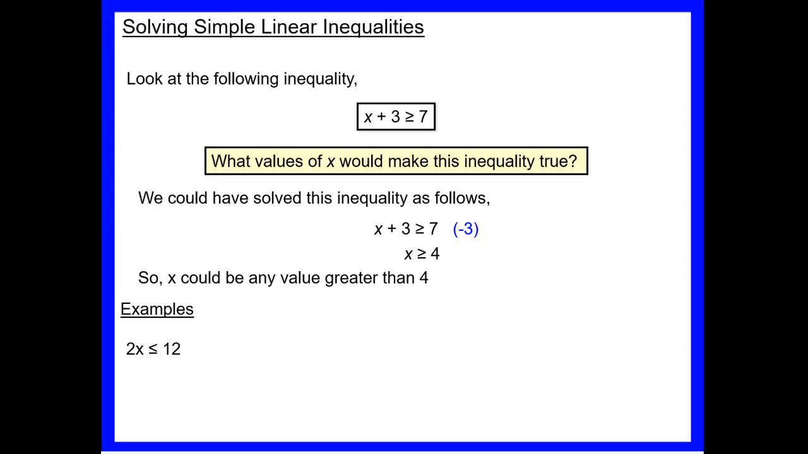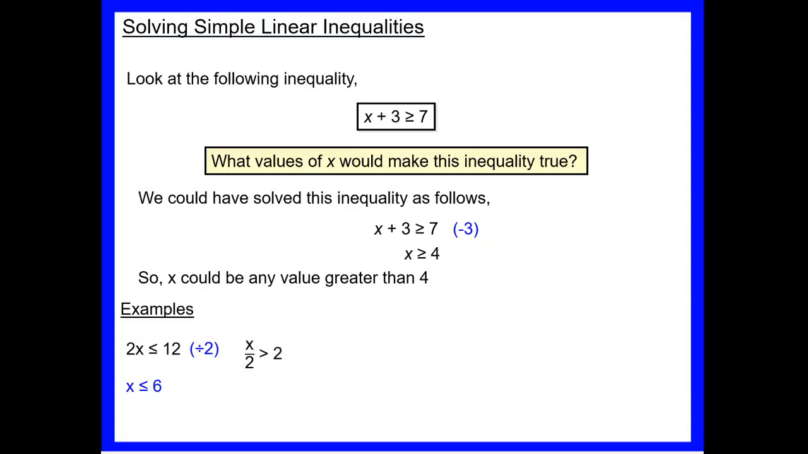Okay, so some examples then of some of these simple linear inequalities could be if 2x is less than or equal to 12, then again to find the value of x, remember 2x means 2 multiplied by x, so to get rid of the 2 we need to divide both sides by 2. If I divide both sides by 2, we get x is less than or equal to 6.